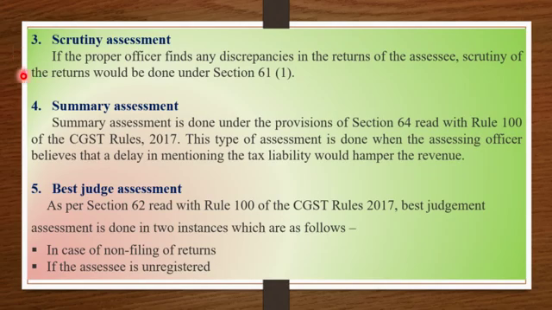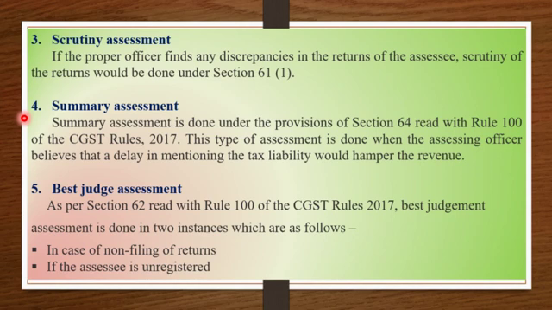Now, the fourth assessment is summary assessment. Summary assessment is done under the provisions of section 64, read with rule 100 of the GST Rules 2017. This type of assessment is done when the assessing officer believes that a delay in mentioning the tax liability would hamper the revenue. To protect the revenue from being harmed, the order of summary assessment can be given after taking permission from the additional or joint commissioner.